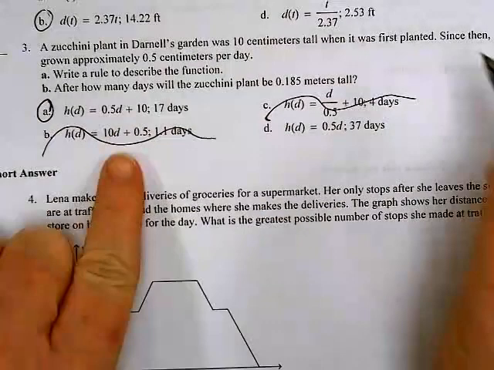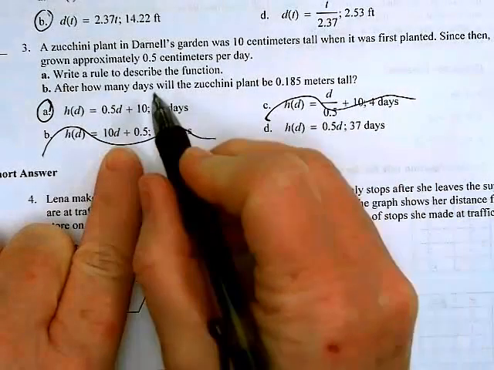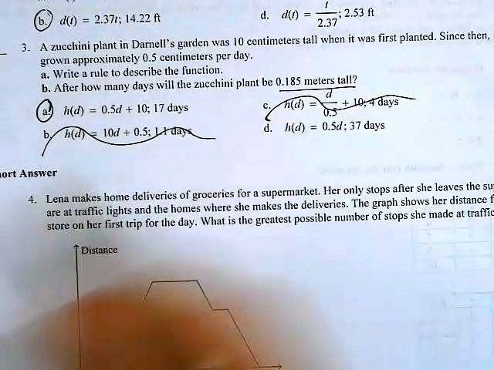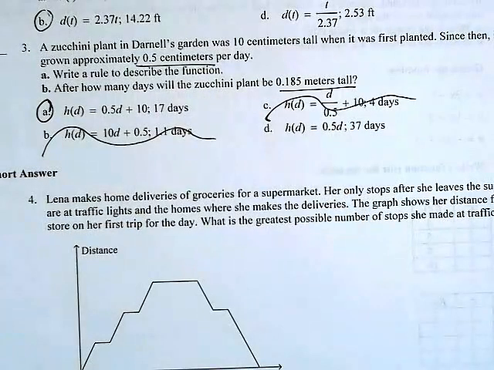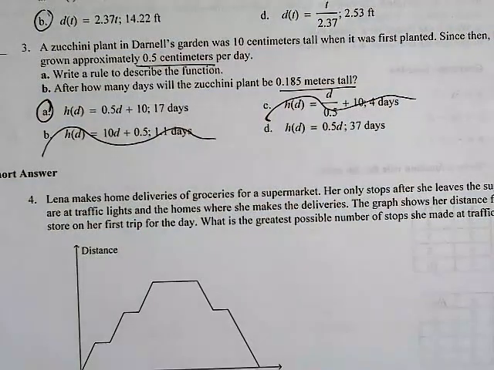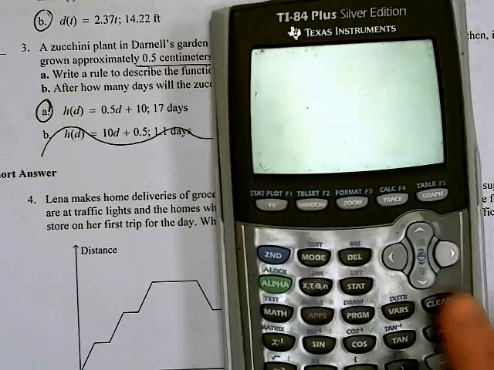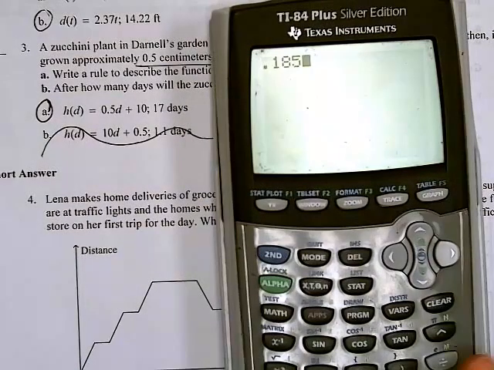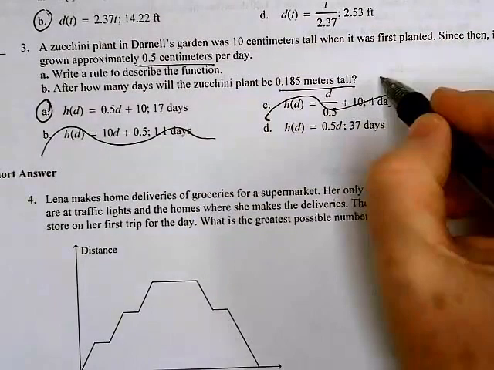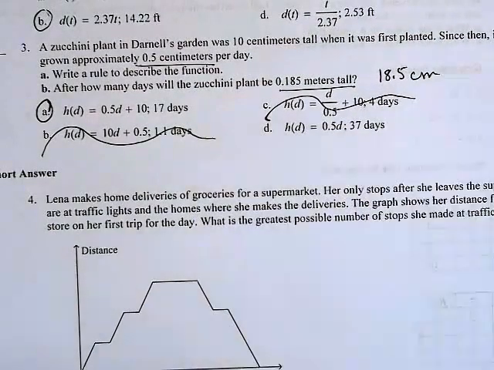Now, when you do this problem, how long will it take to be this many meters? It grows this many centimeters, so we're going to do some conversion. How many centimeters does it take to make a meter? 100. It takes 100 centimeters to make a meter. So this 0.185 needs to be multiplied by 100, and that is 18.5 centimeters. That's how tall we want it to be.